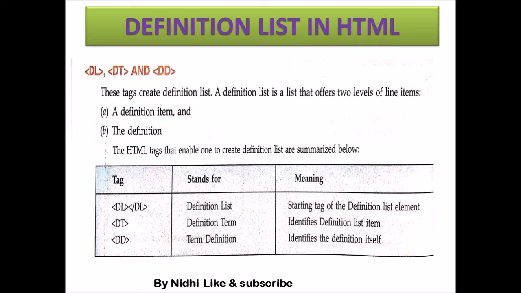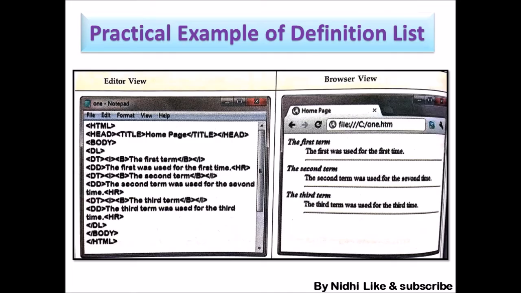The DL tag is the main tag, or you can say the starting of the definition list. It is a container tag, so you have to close it. But DT and DD are empty tags. DT means defining term. For example, you are describing CPU, so DT is CPU and DD says CPU is a central processing unit. So you can write the description in DD. Like this, see this example, a practical implementation.